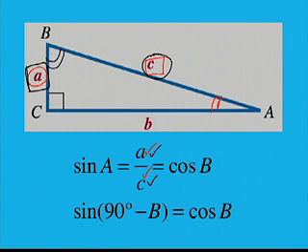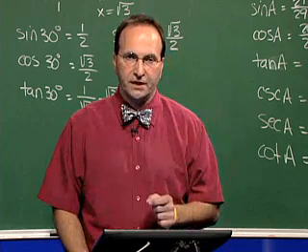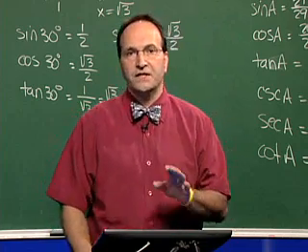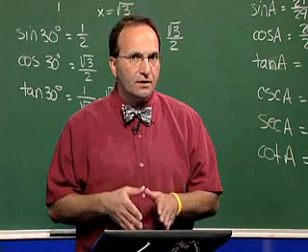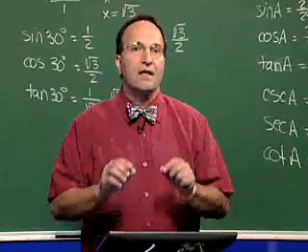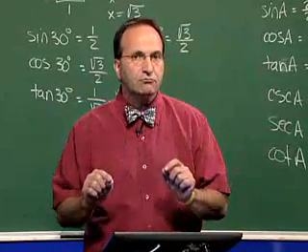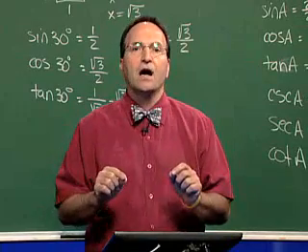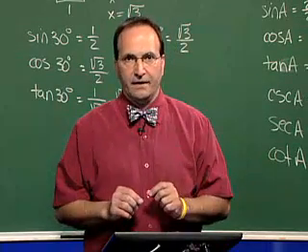And the relationship between A and B is that they are complementary. That is to say, that the sine of 90 minus B is equal to the cosine of B. These are called co-functions. And they're co-functions in that they relate to one another. That is, the sine and cosine are co-functions related by the fact that the angles of a right triangle that are the non-right angles are complementary.